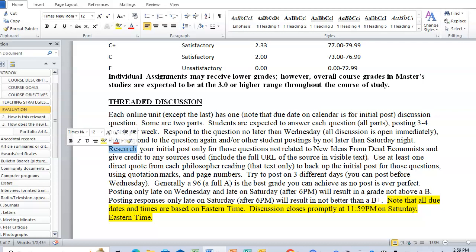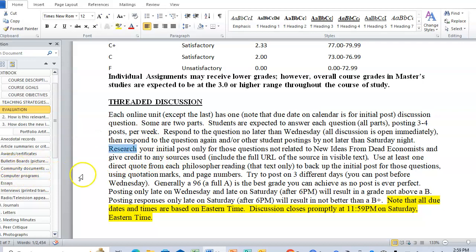Those quotes need to be in quotation marks, italicized and followed by the page number where I can find them in the paperback edition of the book. And be sure to cite your source, including the edition and copyright date of the New Ideas from Dead Economists that you're using.